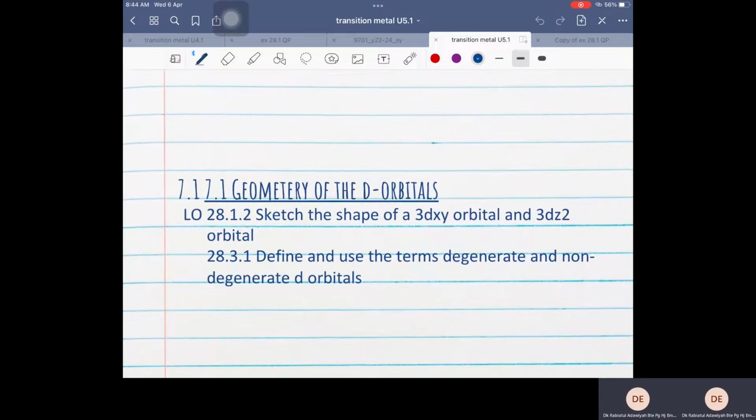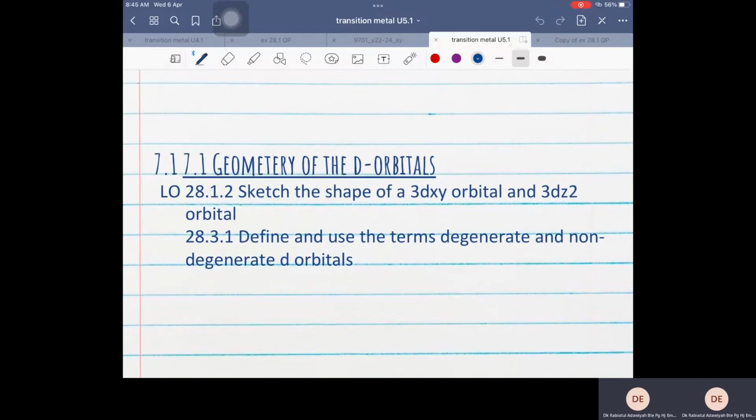So before we look at the explanation as to why colors are formed, we need to look at the orbitals first. So the learning objective is to sketch the shape of a 3dxy orbital and a 3dz² orbital. Now I find this rather hard because in the previous syllabus, you are expected to draw all 5 orbitals. Somehow, this year they just want you to draw 2. But I don't trust them, okay? You will learn to draw all 5. Because you already learned how to draw dxy, you might as well draw dxz, dyz.